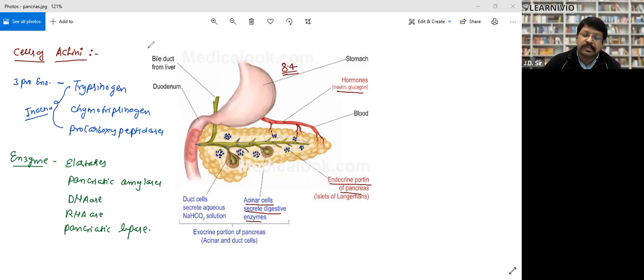by cells of acini. You have already noted down the proenzymes and the enzymes which are secreted by them. So these three proenzymes and these enzymes collectively are called pancreatic juice, right? Okay. So this was all about the digestive glands. Now let's start with the process of digestion.